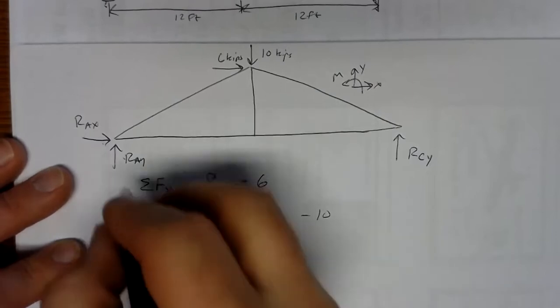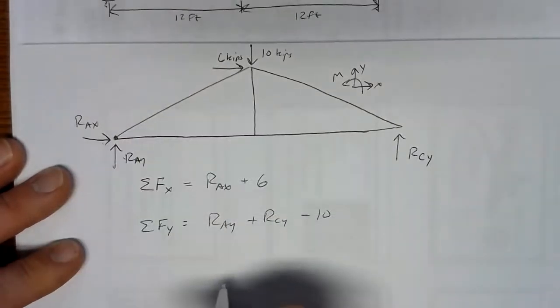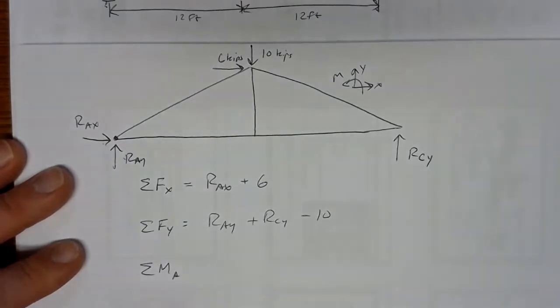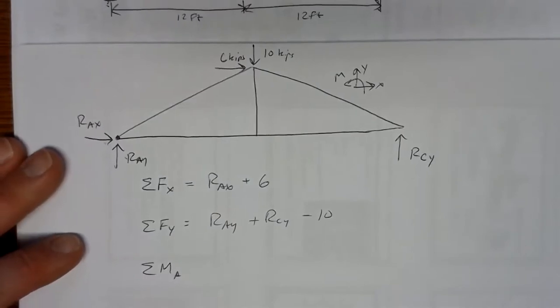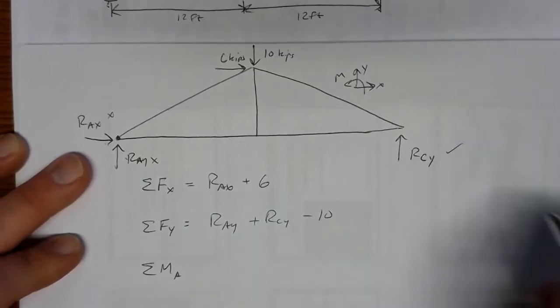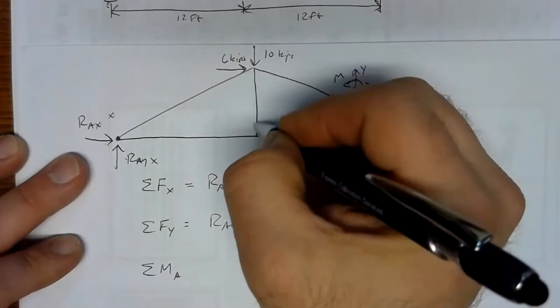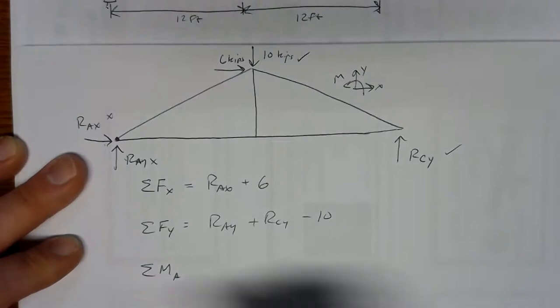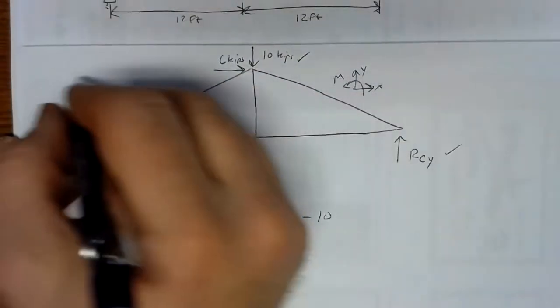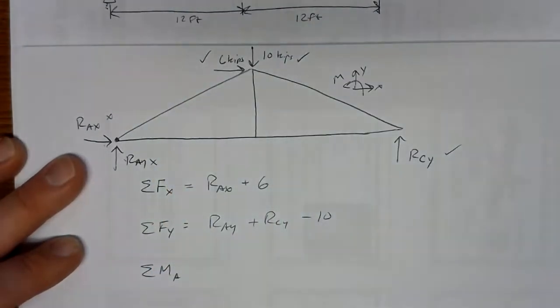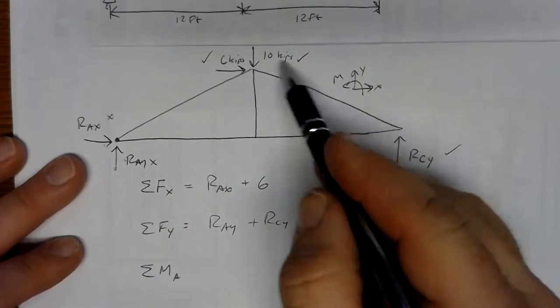For the moment equation, I'm going to pick joint A. So I'll take my sum of moments about joint A. Let's figure out which forces will have moments and which ones won't. Definitely RAX and RAY are out. RCY will definitely have a moment. The 10 kip force, its line of action is well away from A, so it will have a moment. And so will the 6 kip force. So we're going to have 3 terms in our moment equation: RCY, 10 kips, and 6 kips.